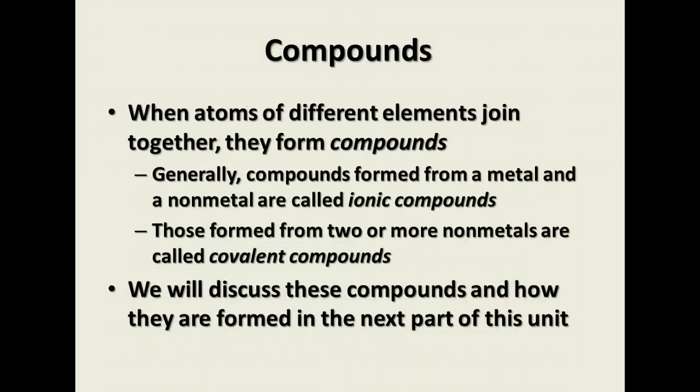When atoms join together with other different atoms, they form something called compounds. Generally speaking, the compounds that are formed from a metal and a nonmetal are called ionic compounds. That means they have a tendency to form ions. And we'll talk more about that in the next part of the unit. The ones that are formed from 2 or more nonmetals are called covalent compounds. They have a tendency to share electrons. And again, we'll discuss both of these and how they're formed in the next part of this unit.